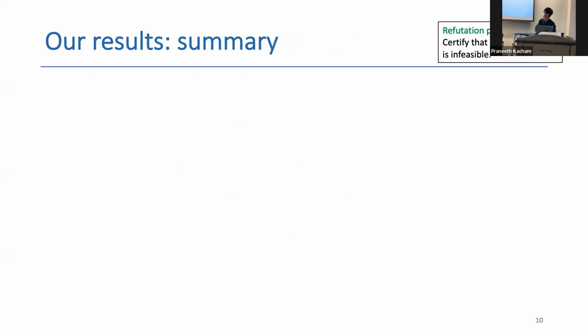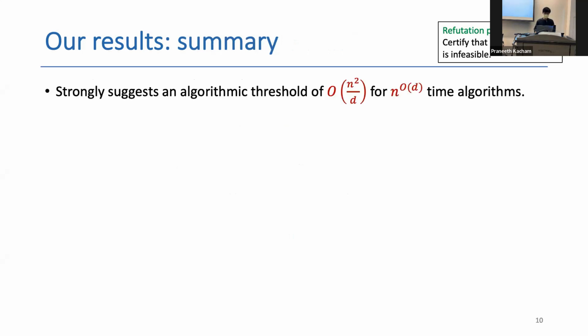Okay, so just a summary. The results above strongly suggest that there's an algorithmic threshold at n squared over d for n to the O of d time algorithms. And our previous results are all stated for quadratic polynomials.